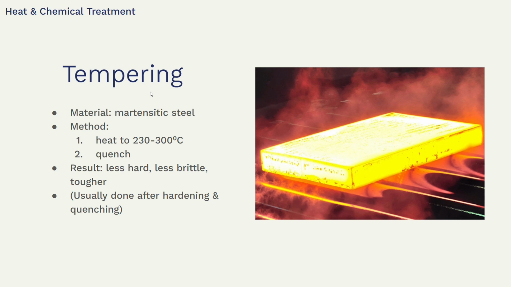Finally, we have tempering, which is done on martensitic steel, which, if you can recall, is what hardening and quenching gives us. To do this, we heat the metal to 230 to 300 degrees Celsius, and then we quench it. This results in a less hard and less brittle, but tougher piece of metal. And as mentioned, it's usually done after hardening and quenching.